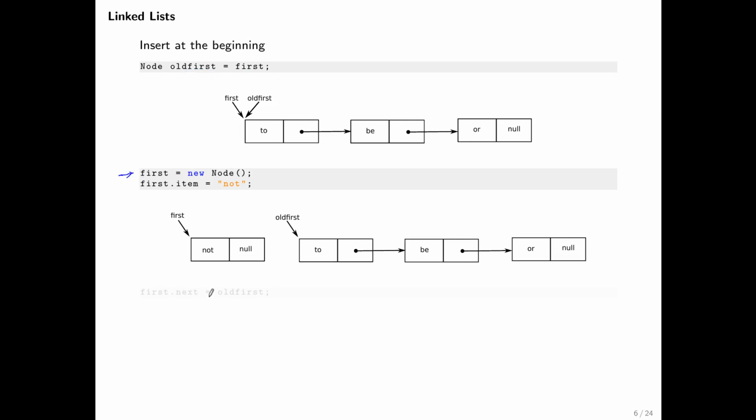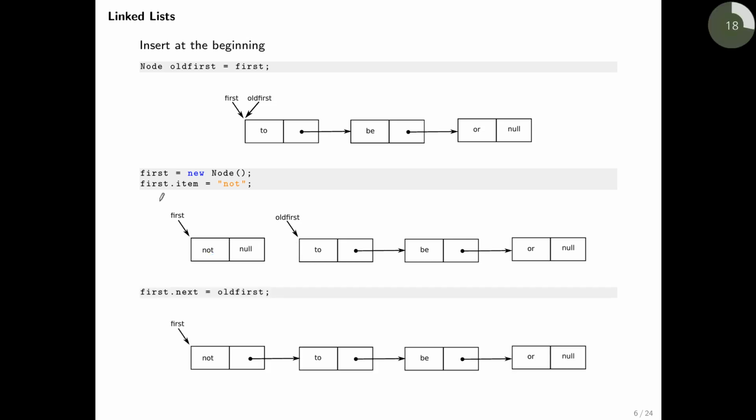So that sets up this node whose item you set to be not, which is this guy here. Right? So that's a completely new node. Okay. Now you want to make this node be the first node of this linked list. So what do you do next? Well, the step is obvious. You want to make this node's next pointer to be this node. Well, how is that done?